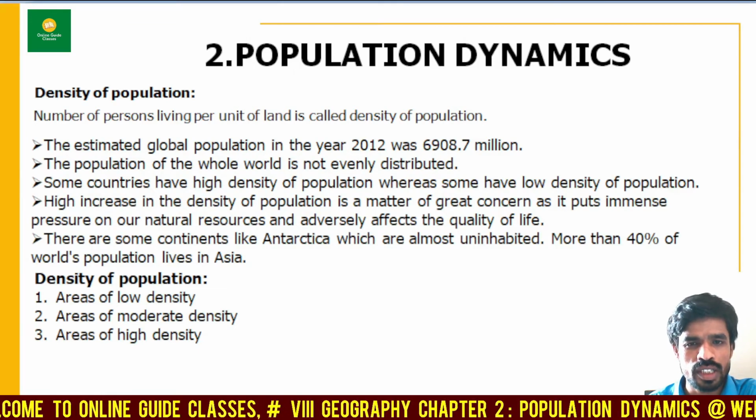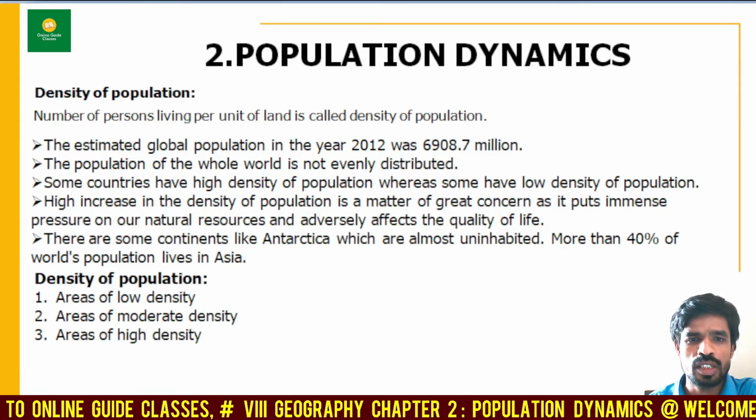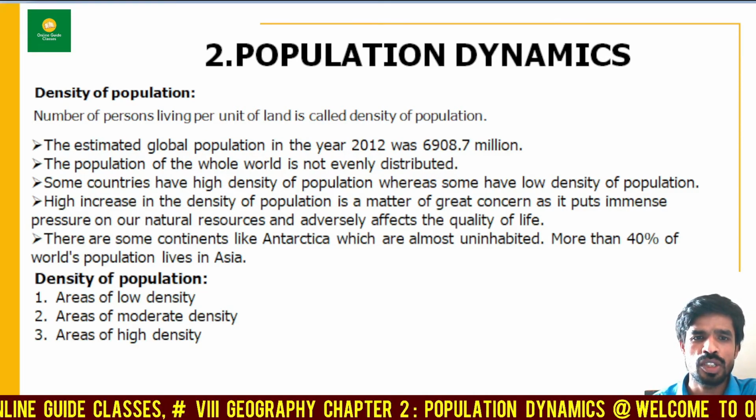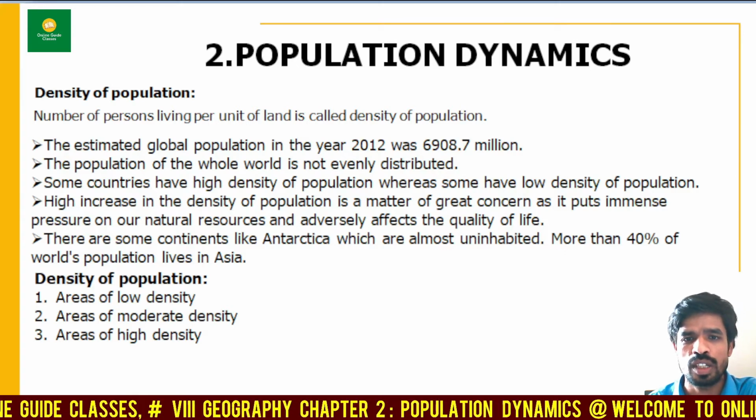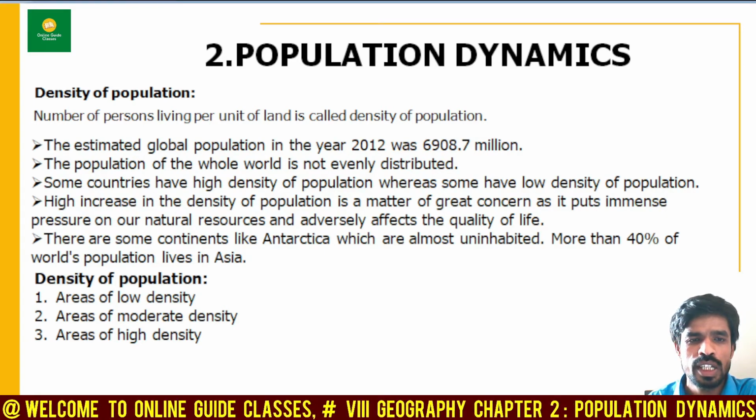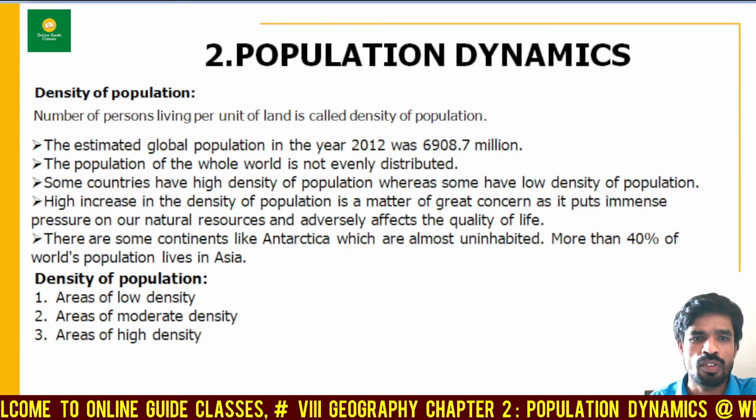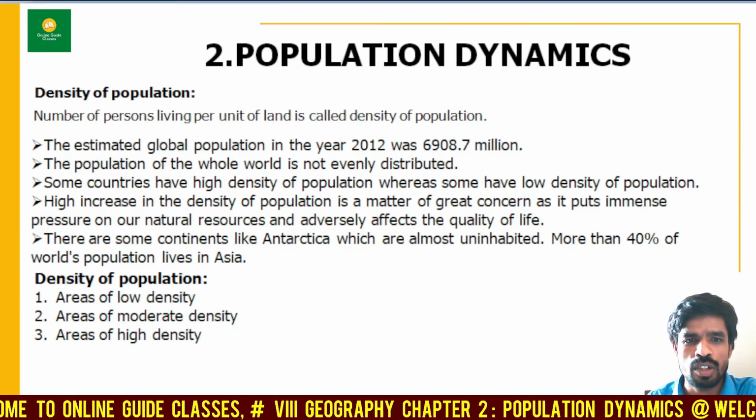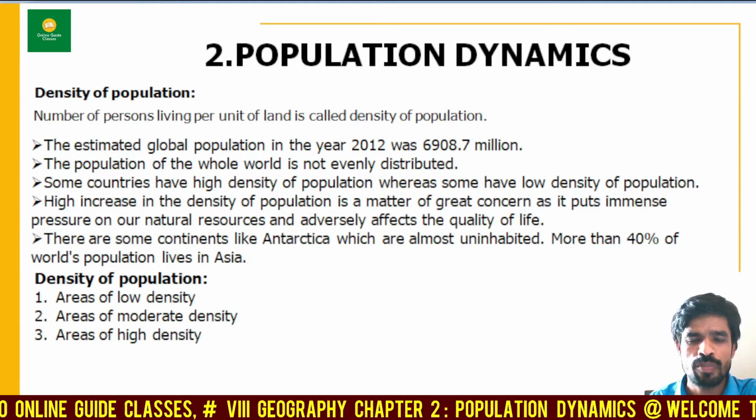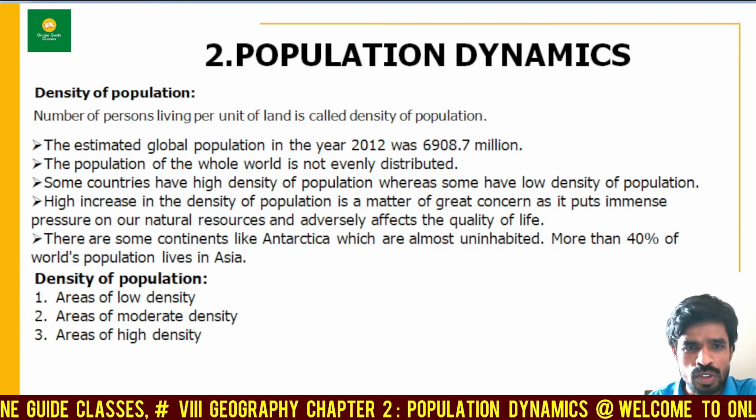Some countries have high density of population, whereas some countries have low density of population. Why? High increase in the density of population is a matter of great concern, as it puts immense pressure on our natural resources and adversely affects the quality of life. In the previous video, I explained that if there is an increase in density of population, there is a great problem, my dear friends. There will be immense pressure on natural resources, and at the same time it adversely affects the quality of life. That means if the density of population increases, the natural resources will decrease.